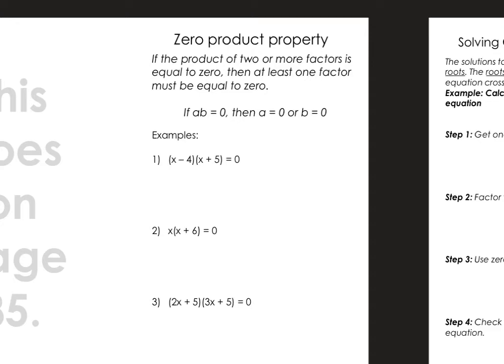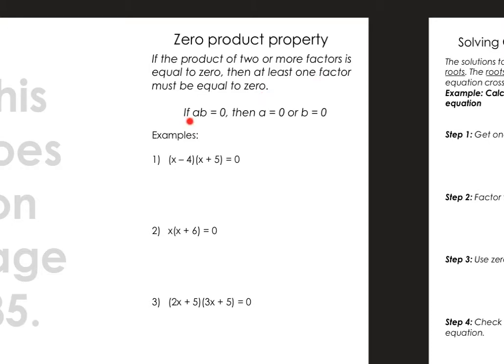In this lesson, we're going to learn how to solve quadratics by factoring. In order to solve a quadratic, we have to use what's called the zero product property. The zero product property states that if the product of two or more factors is equal to 0, then at least one factor must be equal to 0.